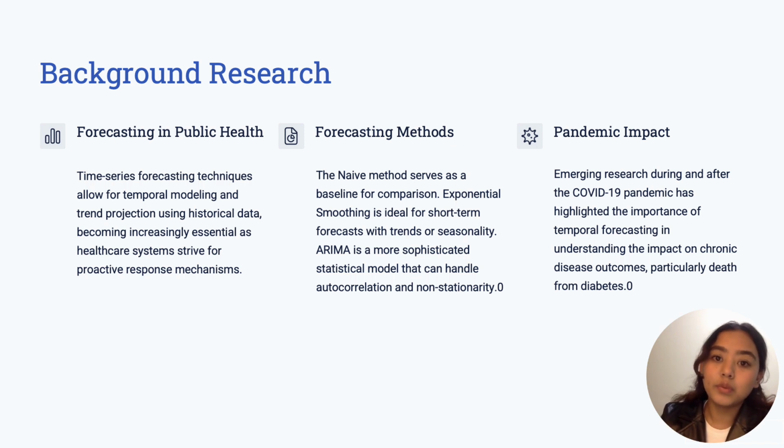The naive model simply assumes the next value equals the last observed value, and exponential smoothing captures changes gradually rather than systematically. And ARIMA is a more advanced model that handles complex patterns like autocorrelation and non-stationarity. With the added complexity of the COVID-19 pandemic in 2020, understanding the impact of a chronic disease like diabetes is even more essential.